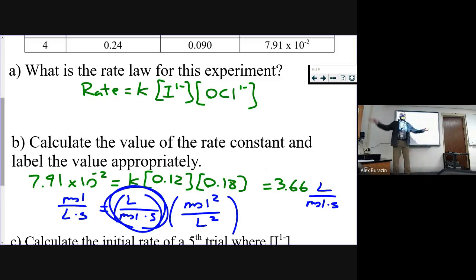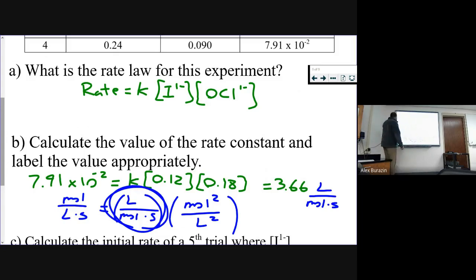So if this was fifth order, right? If it was a fifth order reaction, I would have liters to the fourth, moles to the fourth times second. If it was eighth order, I would have liters to the seventh, moles to the seventh times second. One less than the order, liters over moles. Cool?